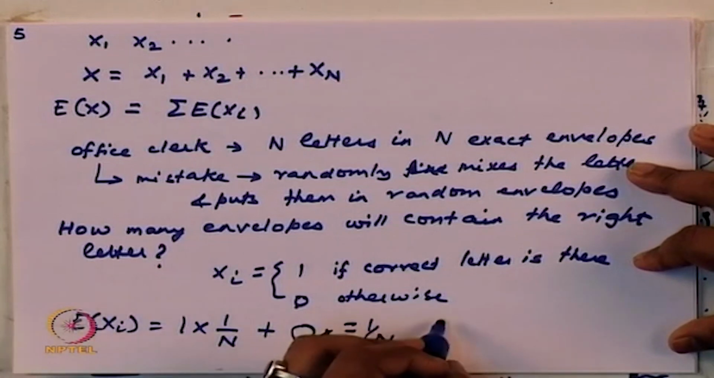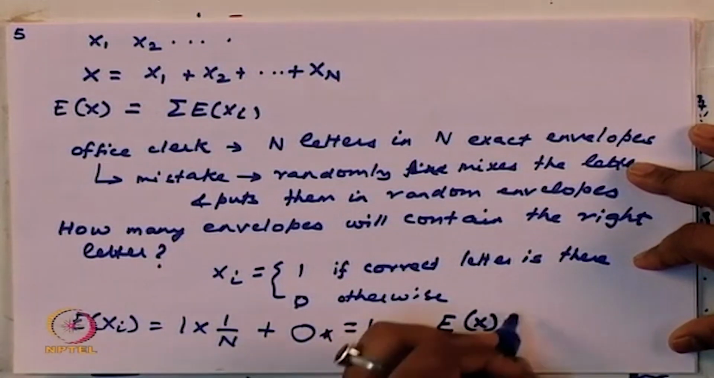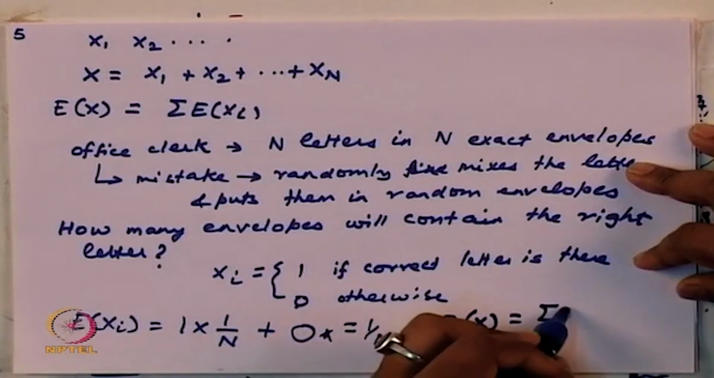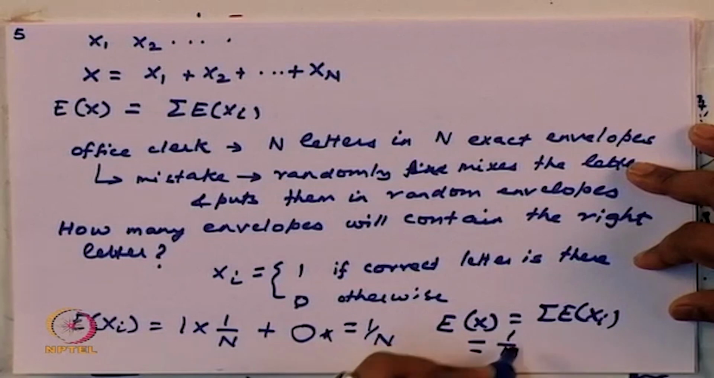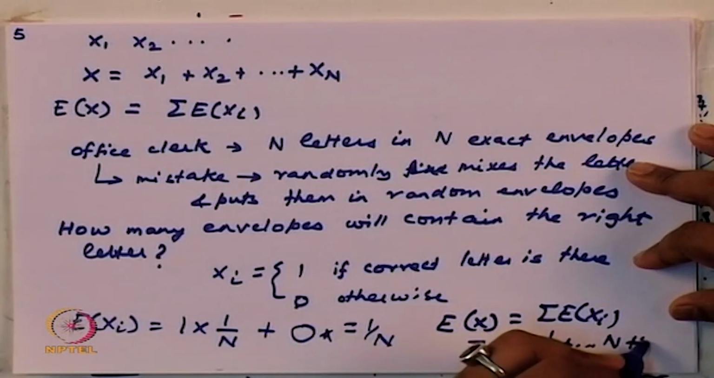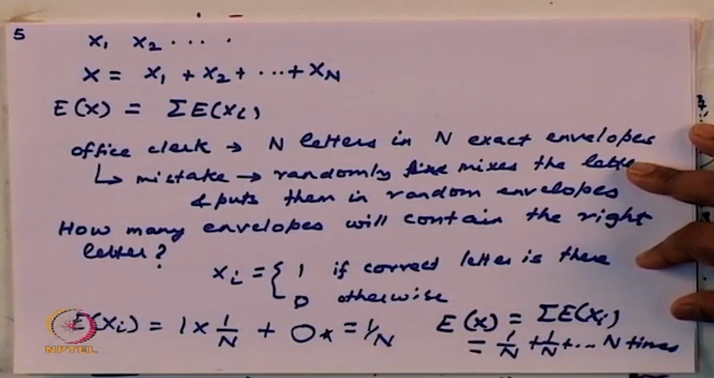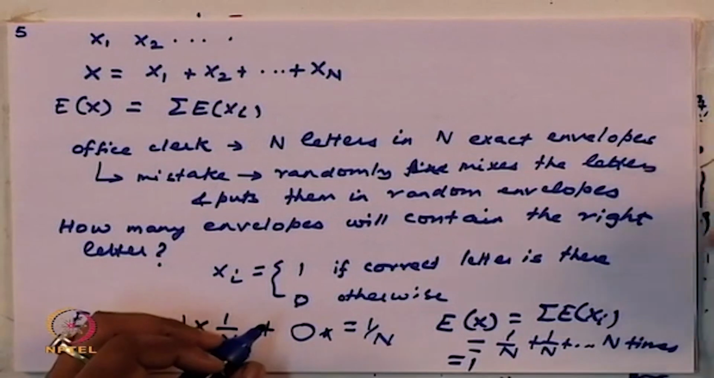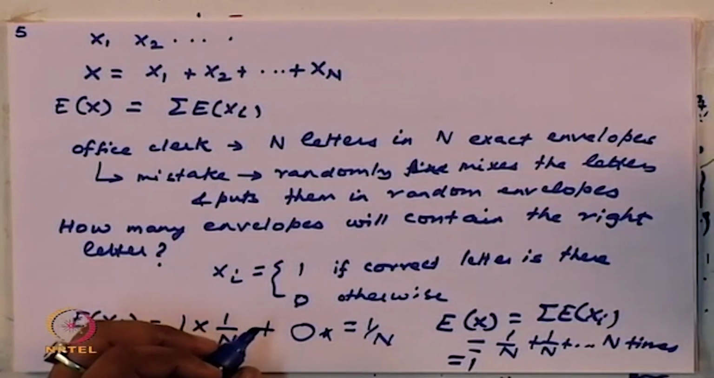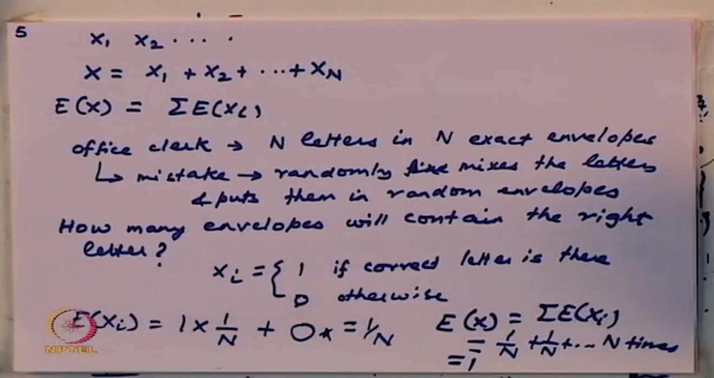So my total expectation is the summation of E[xi], n times, 1 by n plus 1 by n, n times. What is the value then? 1 by n into n is simply equal to 1. So it means that on an average, only one letter will be in its correct envelope.